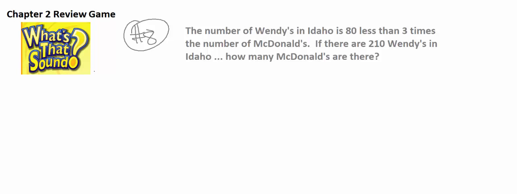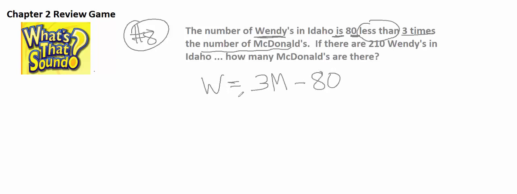Welcome back. We need to translate this into Mathanese. So I'm going to use W for Wendy's. We know that Wendy's is, that's an equal sign, 80 less than 3 times McDonald's. I'm using the words less than, and so therefore I've got to write the 3 McDonald's first, then a minus 80. Wendy's equals 3M minus 80. They then tell us that Wendy's is 210. There are 210 Wendy's.